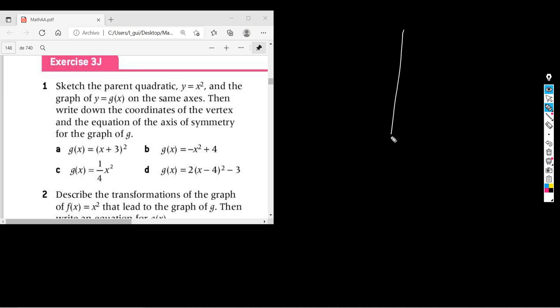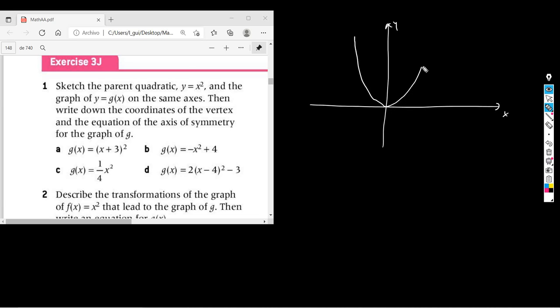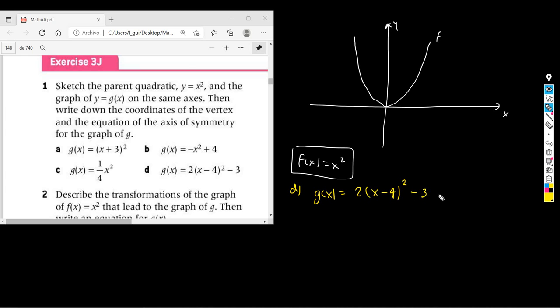So once again, you have the parent function, which is the quadratic function in its simplest form. There you go. And the function g in the letter D is like this. g of x equals 2 times (x minus 4) squared minus 3.